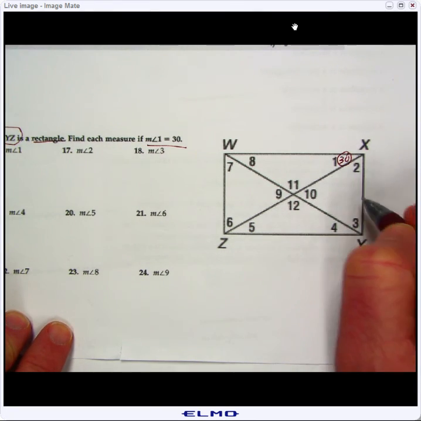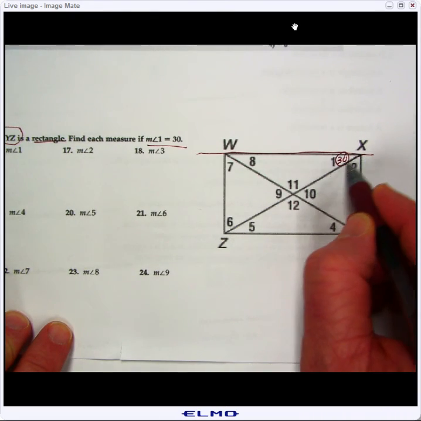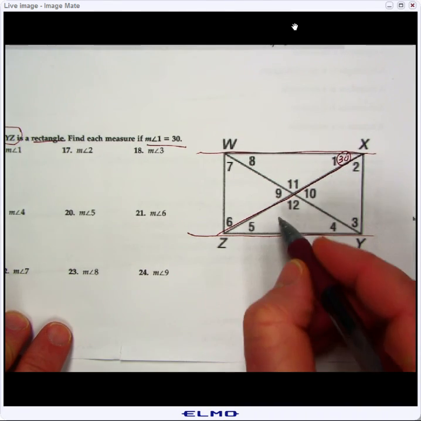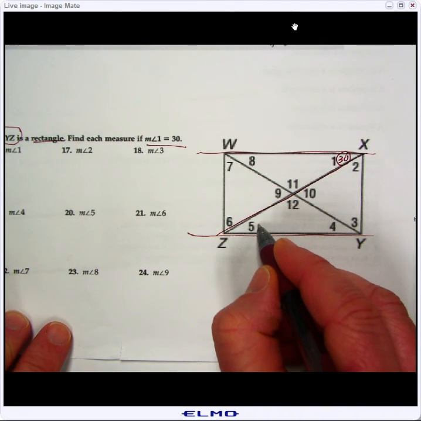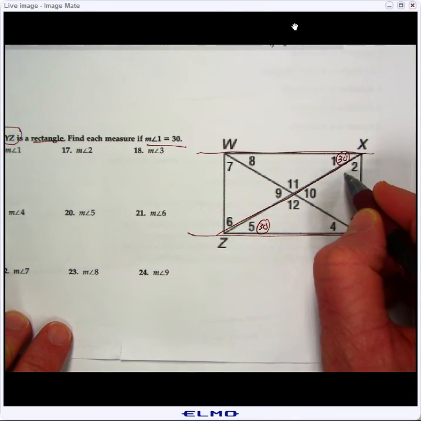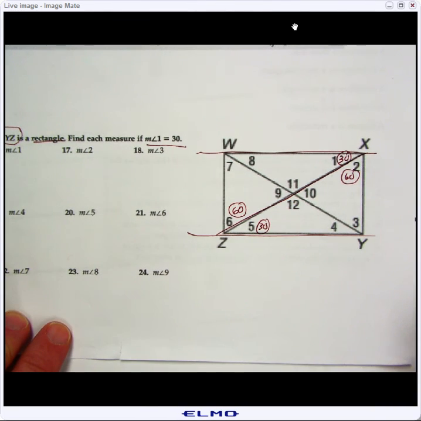And we know that it's a rectangle. So this is a parallel line with a transversal, which means this is 30, this is 30. We know that there are 4 right angles, 60, 60. Those are also alternate interior angles.